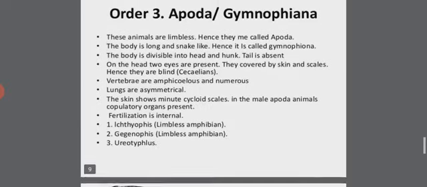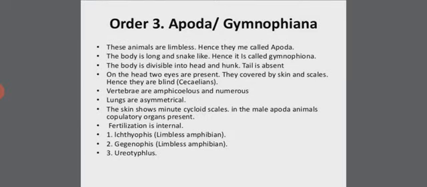Now coming to order 3, Apoda, which is also called Gymnophiona. Apoda, the name itself suggests they do not have poda, that is limbs, so these are limbless amphibians. And these animals are limbless, hence they are called Apoda. The body is long and snake-like, hence they are also known as Gymnophiona. And the body is divisible into head and trunk, tail is absent, and on the head 2 eyes are present, and the head is covered by skin and scales. Hence they are blind forms, that is caecilians.